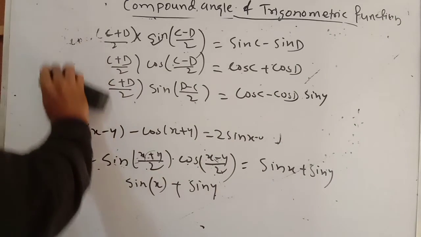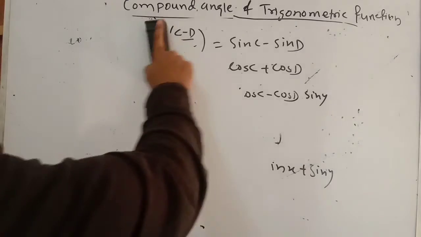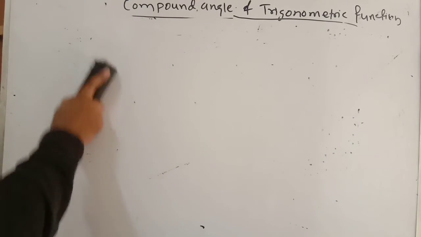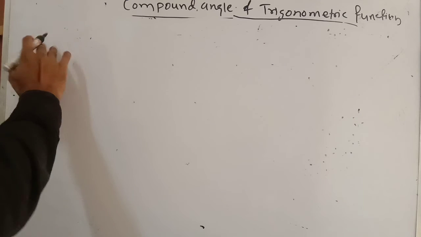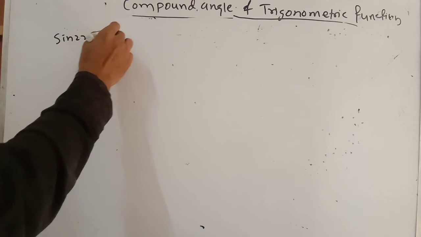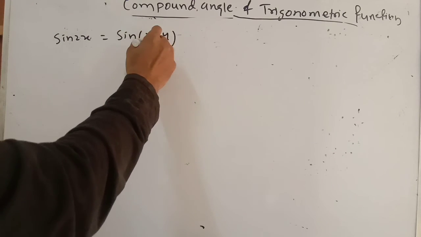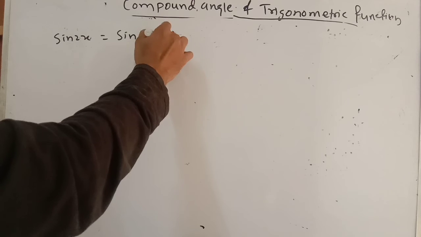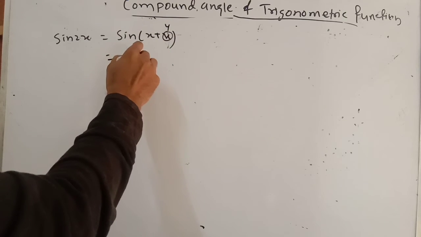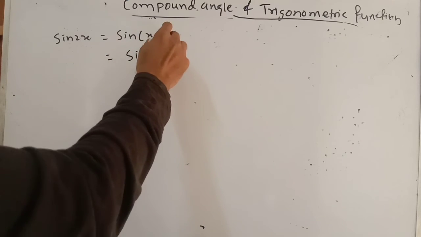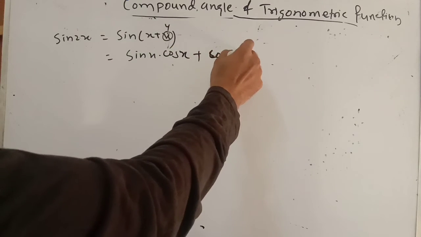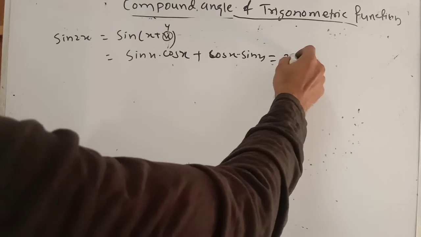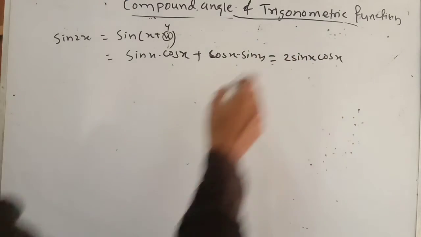After the use of compounding, you can also find sin 2x, sin 3x, tan 2x. So what is the formula of sin 2x? Sin 2x you can write as sin(x plus x), putting x instead of y. We know sin x cos y plus cos x sin y, so here cos x instead of cos y. Both terms are the same, so it becomes 2 sin x cos x.